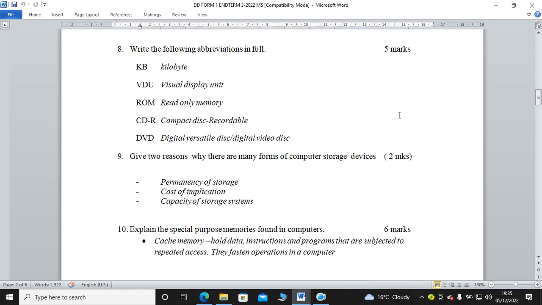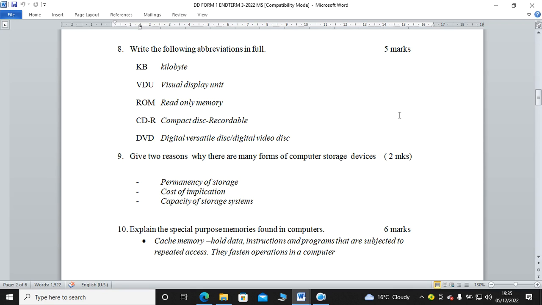Question number 8. Write the following abbreviations in full. We have KB, stands for kilobytes. This is a unit of measure. We have VDU, this stands for visual display unit. We have ROM, this stands for read-only memory. We have CDR or compact disc recordable. DVD stands for digital versatile disc or digital video disc.